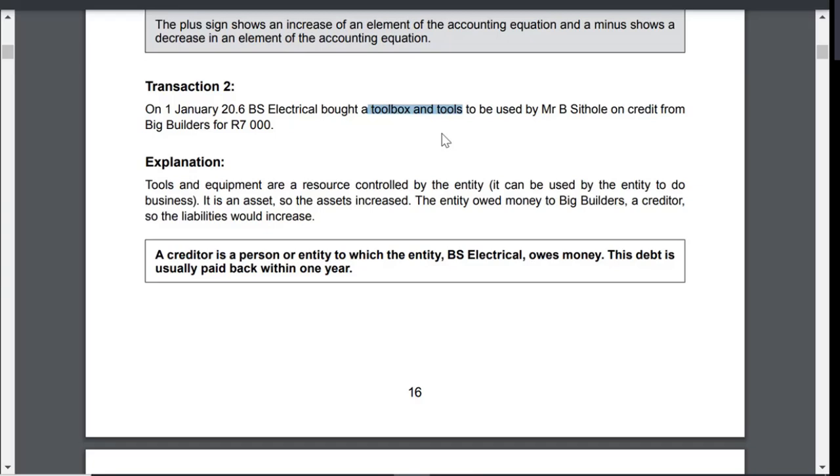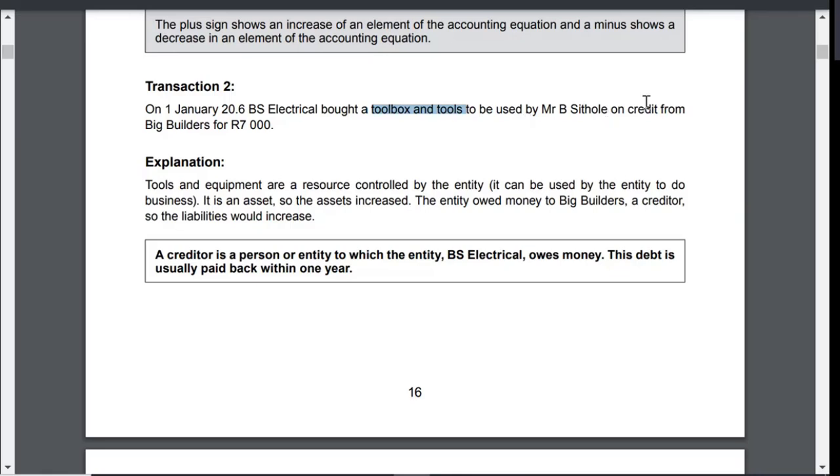The toolbox is what he'll be using to come to your house, Faith, to come and fix it if you've got electrical problems. So this is the toolbox that he will come with to fix. The question is, what is that to BS Electrical's business? Is it an asset? Is it a liability? The tools would be an asset, a way to make money for the business. Yes, this generates money for the business. So that's why this is an asset.